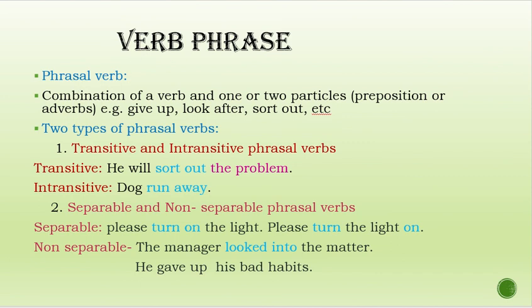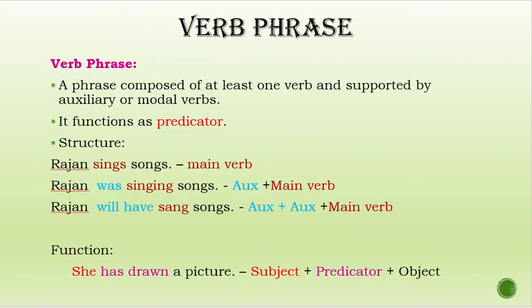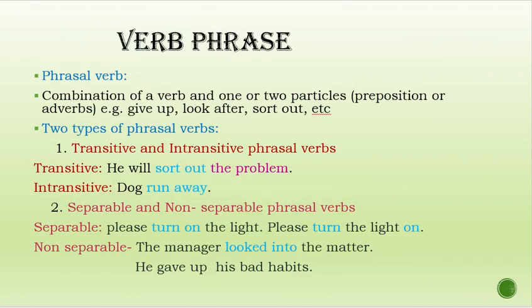Verb phrase means one verb which is supported by auxiliaries or modal auxiliaries. Here, phrasal verb means a combination of a verb and one or two particles. These particles may be prepositions or adverbs. It's called a phrasal verb. Means a phrasal verb is a combination of a verb and one or more particles.